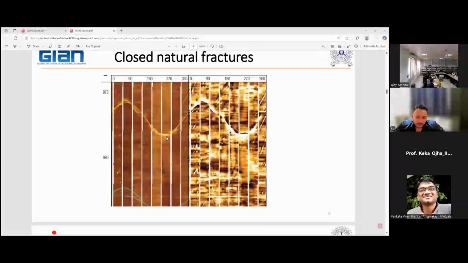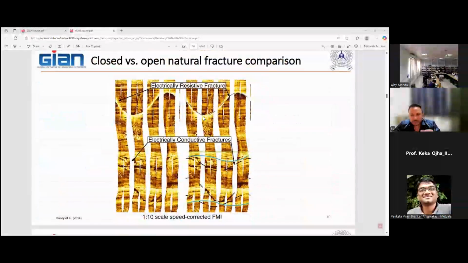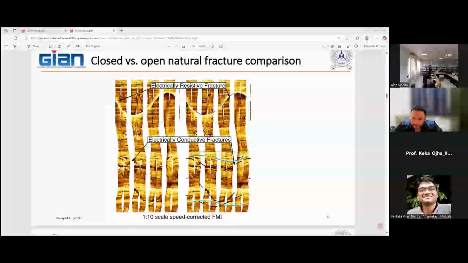So if this is a core and you try to retrieve it, it's possible that the core would break along this natural fracture if the cement is not strong. And if it's strongly cemented, then it would not break there. So in this picture, we have imaged both a closed and an open natural fracture. This is a closed one. You can see high resistivity, low permeability, and this is an open natural fracture, which has high permeability, as it's shown in dark color. So dark means high permeability. So they are conductive fluid pathways.